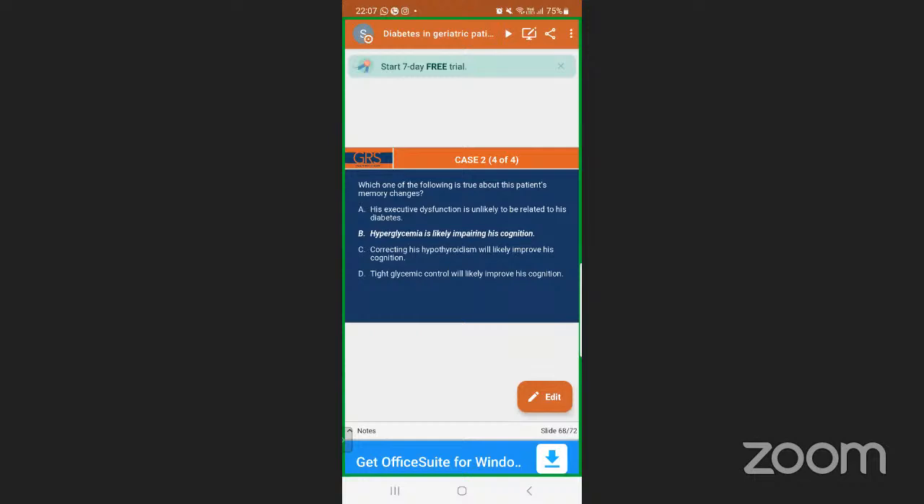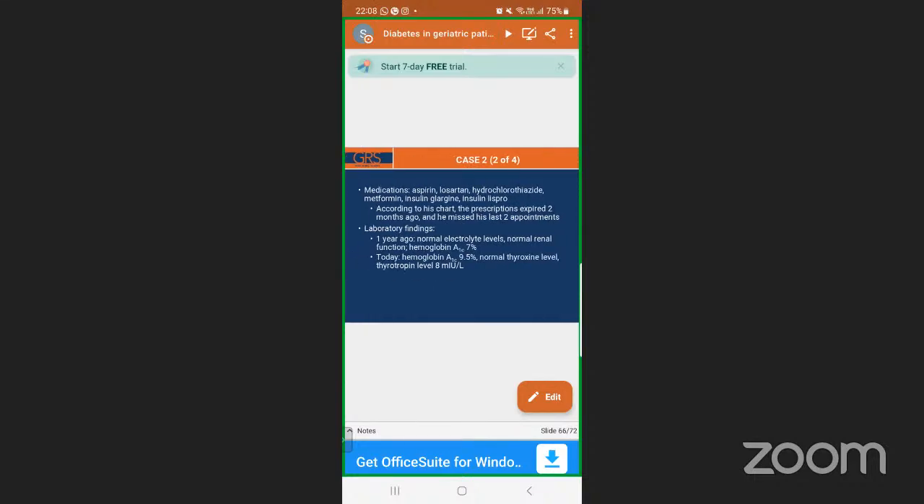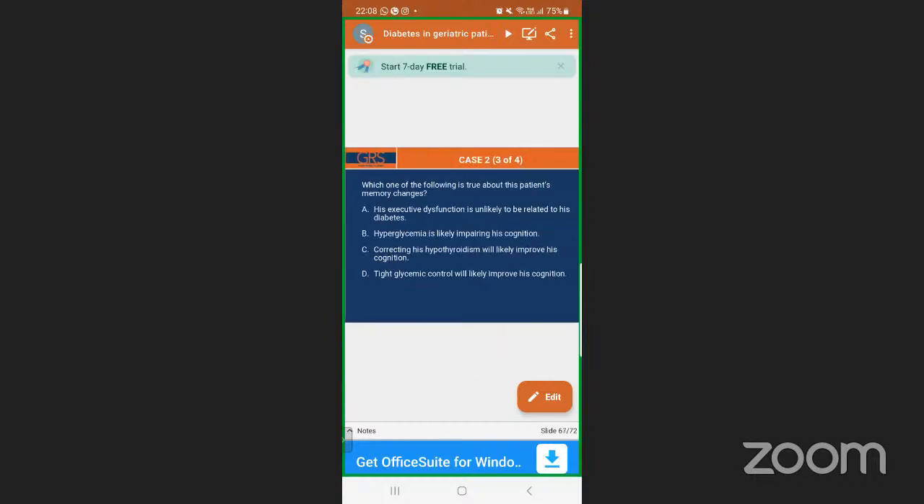As regards option C, correcting his hypothyroidism will likely improve his cognition. When we go back, he has a normal thyroxine level, while the thyrotropin level is 8, but he has a normal thyroxine level, so he's euthyroid. Tight glycemic control will probably lead to increased risk of hypoglycemia, and will not likely improve his condition.